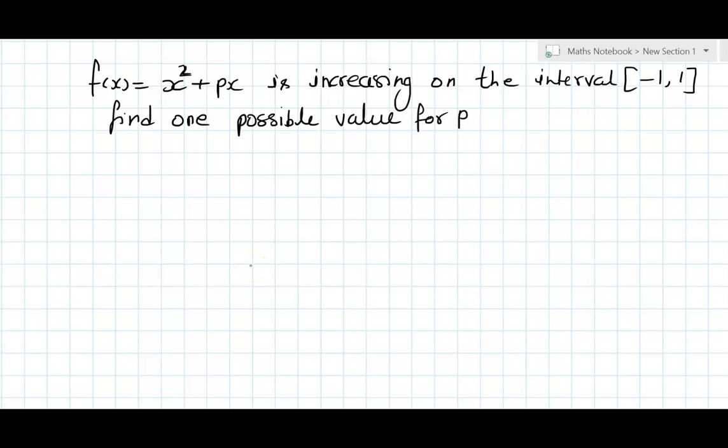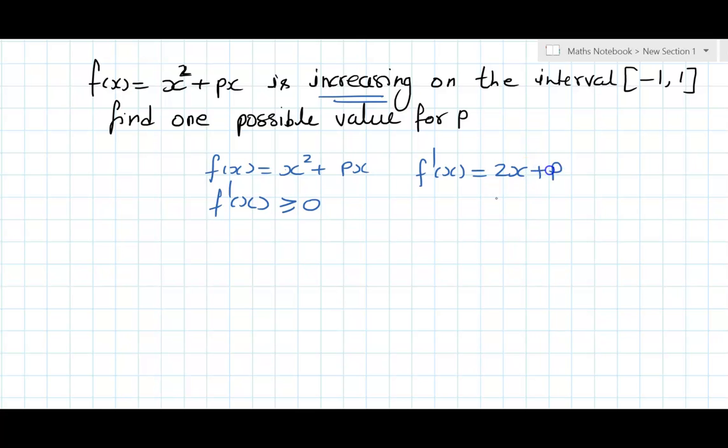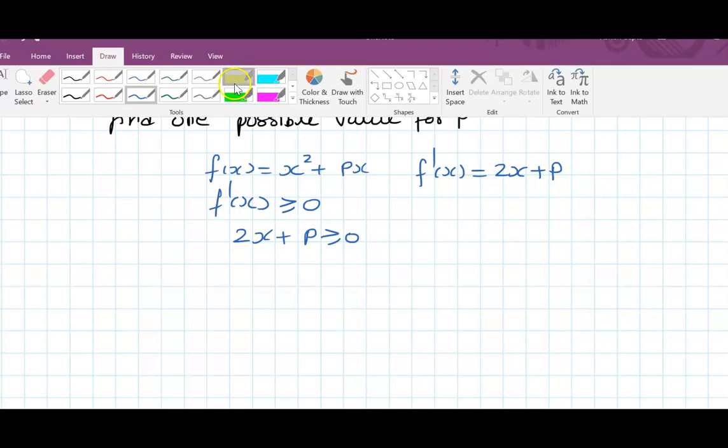Okay guys, good if you have tried. Let's check your answers now. So here f(x) = x squared plus px, and it is an increasing function, so it means f dash x should be greater than or equal to 0. And what is f dash x? So let's find it. It will be 2x plus p, so it means 2x plus p is greater than or equal to 0.